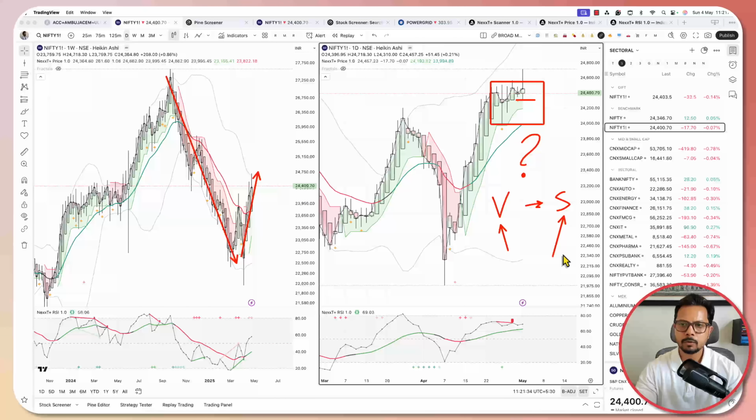Strategy should be do not go aggressive long. If you're a long only trader, wait for a proper, decent, high conviction setup. Then only go long. Just don't compulsively force yourself to take trades.